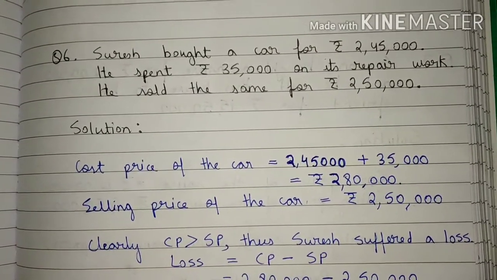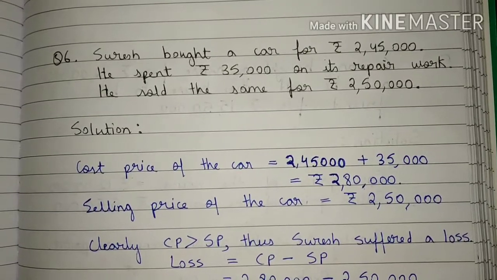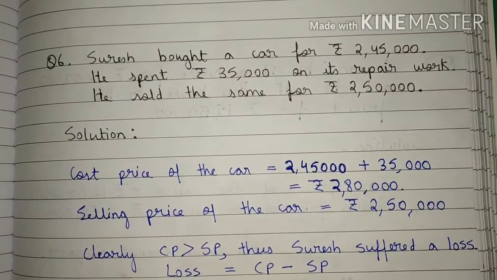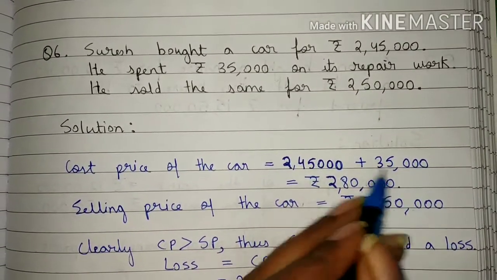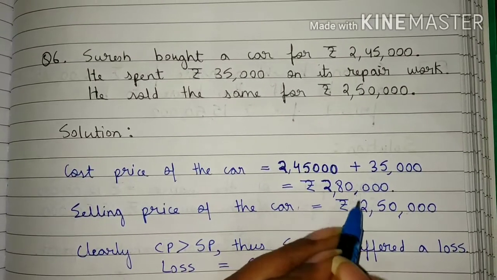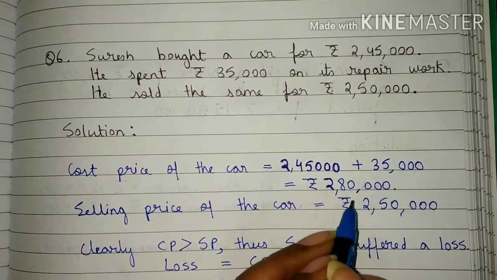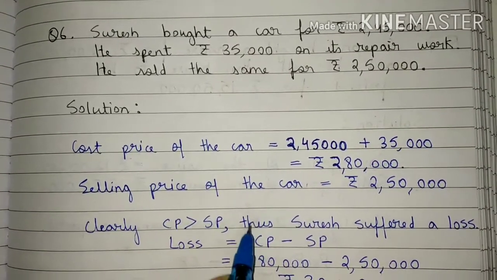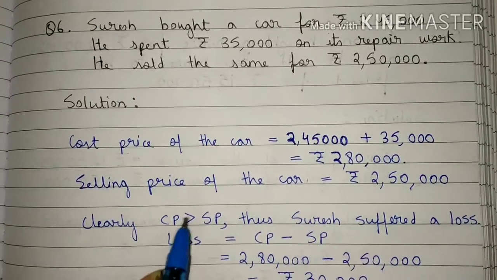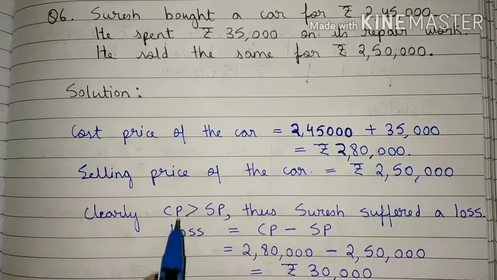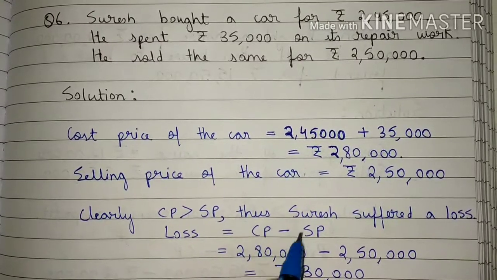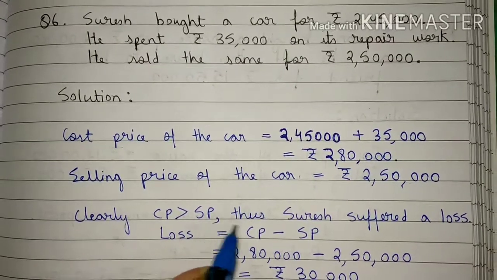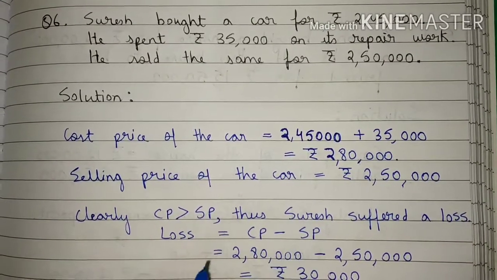Students, we know that if cost price is greater than selling price, then a person suffered a loss. Here, rupees 2,80,000 is greater than rupees 2,50,000. It means cost price is greater than selling price. Thus, Suresh suffered a loss. Students, how will you calculate loss? Loss is equal to cost price minus selling price.